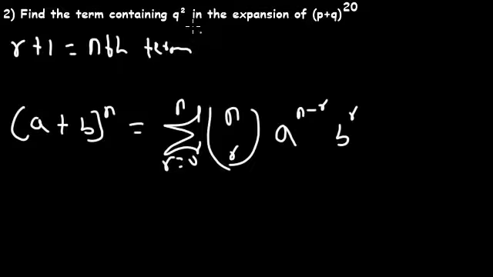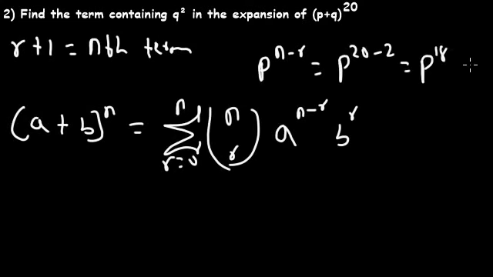So if that is the case, since p is the value of a and q is the value of b, definitely the power of q, which is 2 in this case, is the value of r. And if we had to find the index of p, the power of p would be 20 minus r, that's n minus r, and since r is 2, that p will be raised to 18. Keep in mind, the sum of the power of the first term, a, plus the power of the second term will give you n, and 18 plus 2, which we said is the value of r, gives us 20.